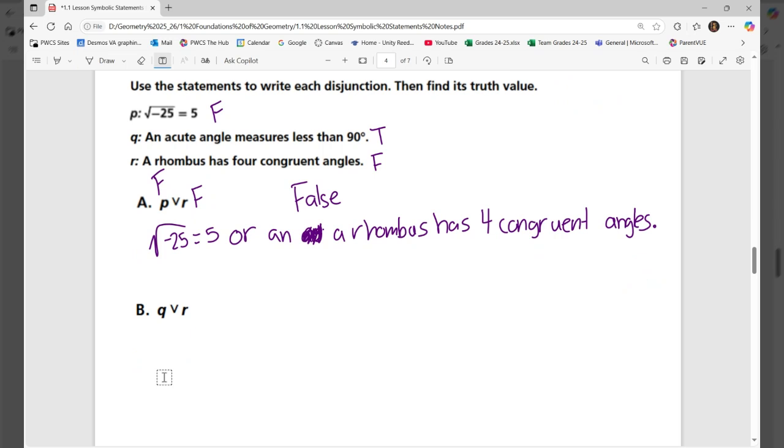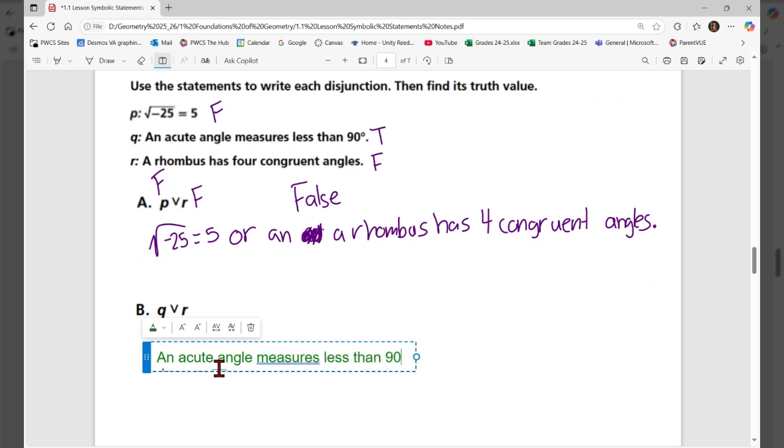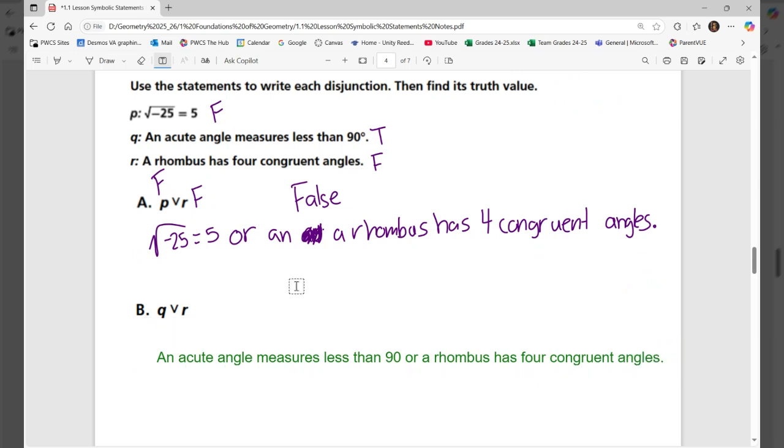If we do the next one, an acute angle measures less than 90, or... Q is a true statement, an acute angle is less than 90 degrees. And then that second one was false. Since this is or, it doesn't mean they both need to be true. It just means one needs to be true. And so since Q is true, we can say that this disjunction, this compound statement, is still true.